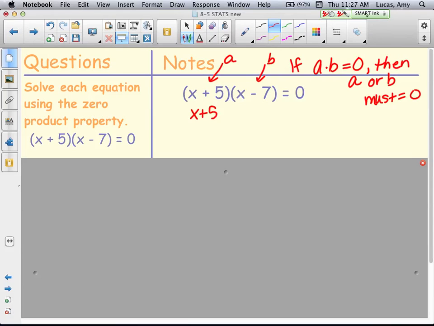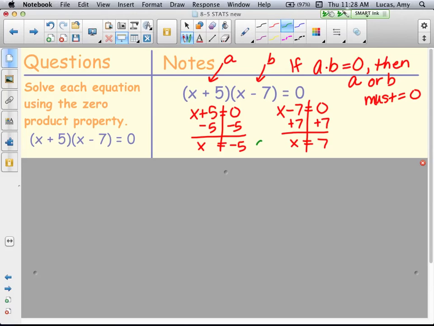If this first one equals 0, I subtract 5 on each side, x equals negative 5. The second one, if that one happens to be the one that equals 0, I'd add 7, so x equals 7. So my answers are x equals negative 5 or x equals 7. It could be one or the other, or both.